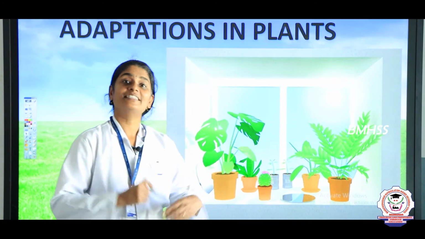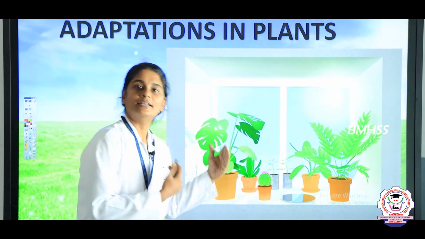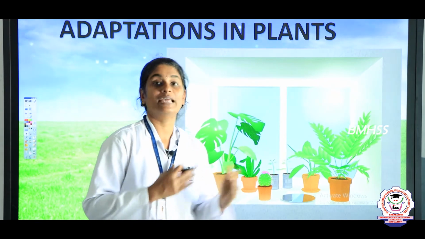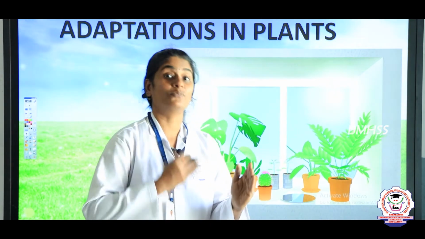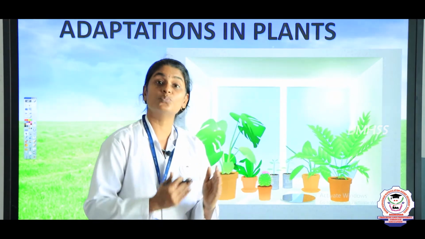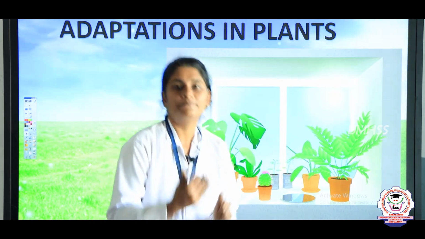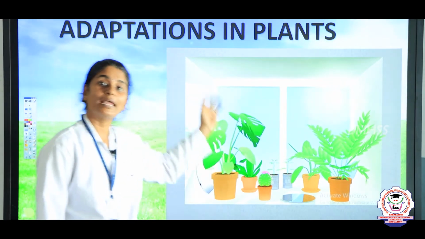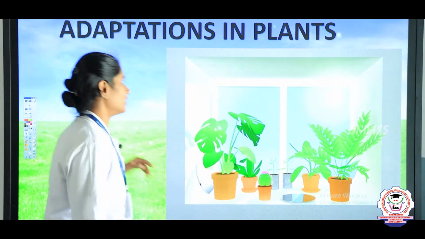Today we are going to see the second part of adaptation in plants. In the first part we discussed the types of plants, what is habitat and what is adaptation, and also we saw the plants that come under the grass family. So, today we are going to see the second part of adaptation in plants. Come on, let us see.